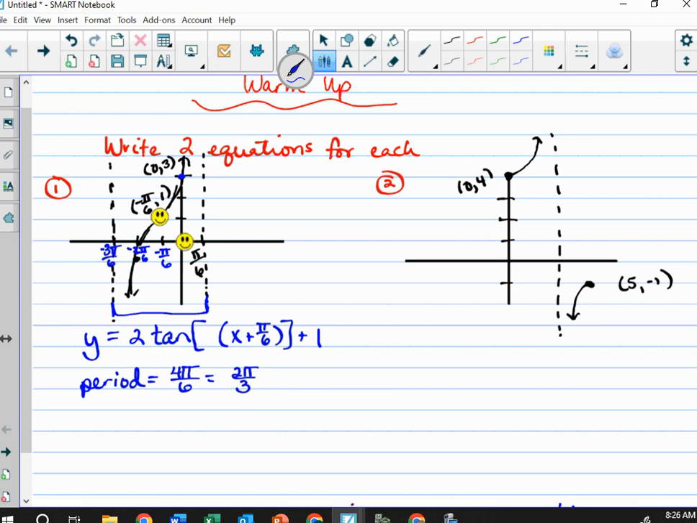Do you guys remember that little fraction we would set it equal to? What is it with tangent and cotangent? Yes, pi over b. So I'm going to set that equal to pi over b. And then just algebra here, I'm going to solve. I'll cross multiply, so I get 2 pi b equals 3 pi. So b, do you guys see it, is just 3/2. So that's what goes in the b spot of the equation. And there is your first equation.